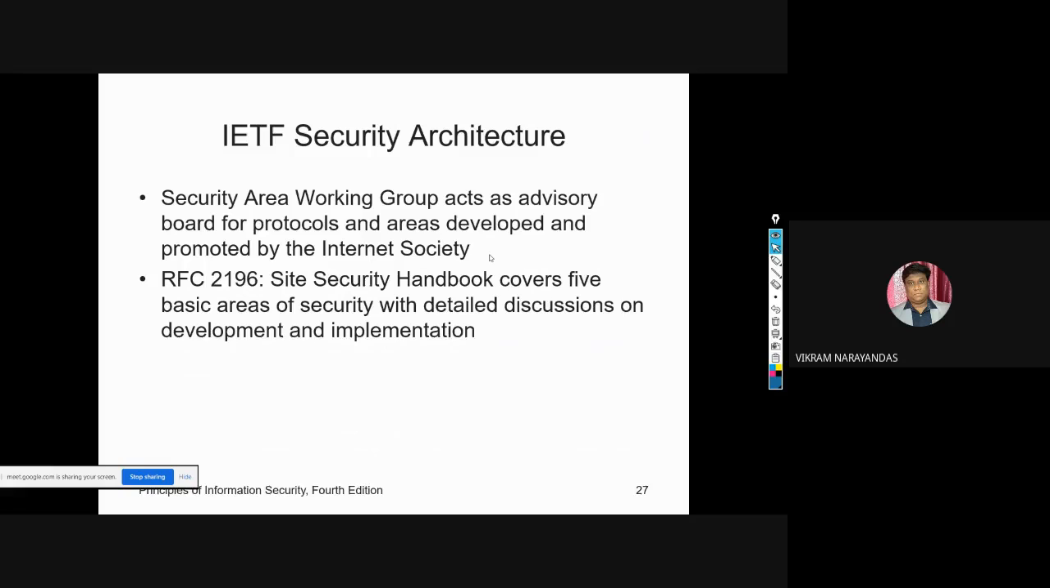IETF stands for Internet Engineering Task Force, Security Architecture, which is the Security Area Working Group that acts as an advisory board for the protocols and areas developed and promoted by the Internet Society. In this we have RFC publications like 2196. This document is the Site Security Handbook, which covers 5 basic areas of security with detailed discussion and development and implementation.